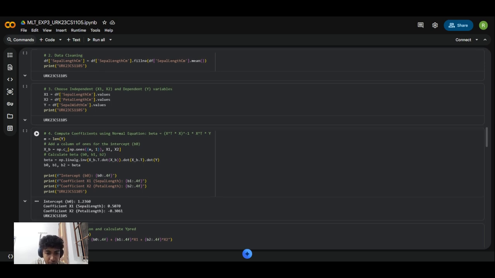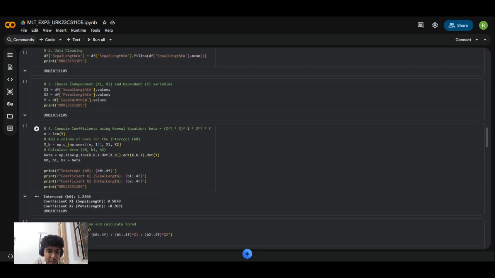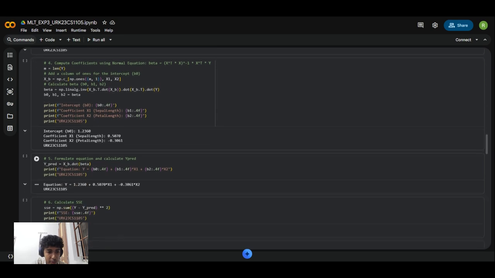We got the values for x1 and x2, that is sepal length and petal length. B naught is 1.2360. The meaning of this is that sepal length increases with the width, while petal length slightly decreases sepal width. The regression equation is given here: b naught plus b1 times x1 plus b2 times x2.